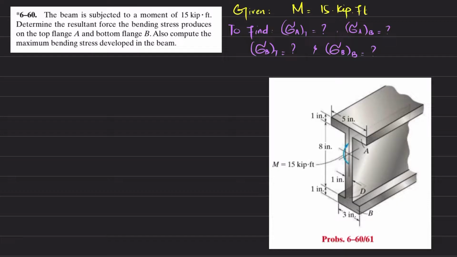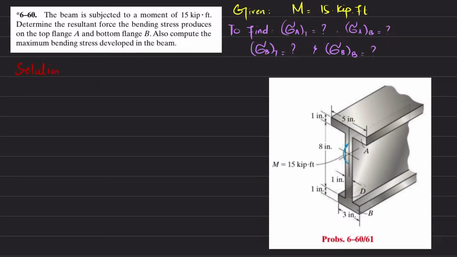So we have to find the stress at the top and bottom of this upper flange, which is A, and similarly at the bottom and top of the flange B, and we have to compute the forces. So let's start with the solution.